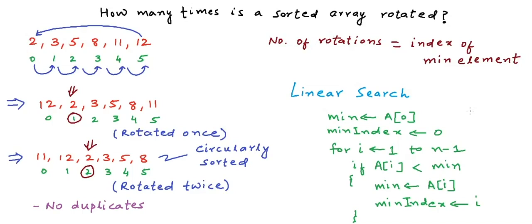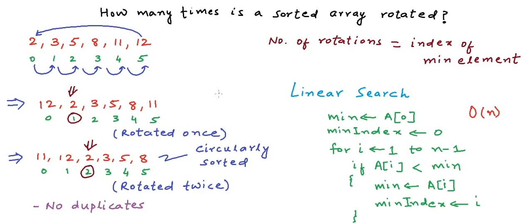Clearly the running time of this algorithm would be big O of n. The running time will be proportional to n. Now this will give us the correct answer. This is a correct solution, but in this solution we did not make use of the property of the array, that it is circularly sorted. Can we use this property of the array and improve the time complexity of this algorithm?